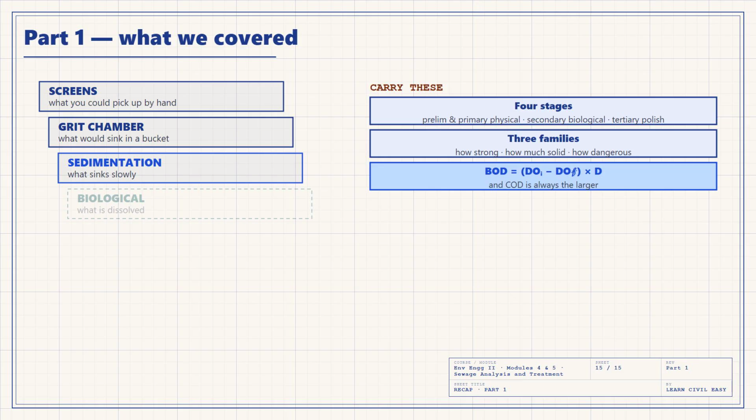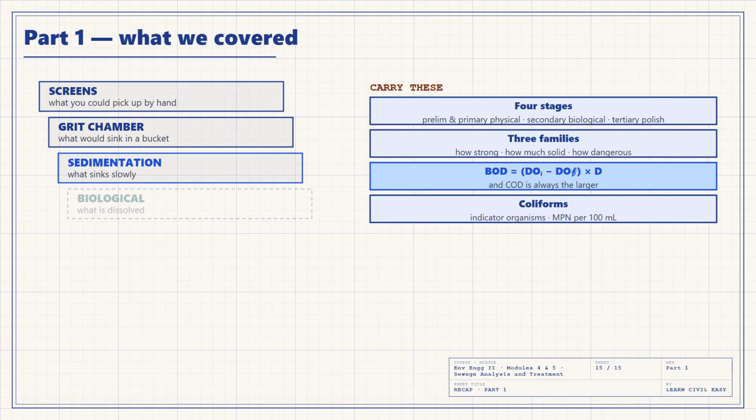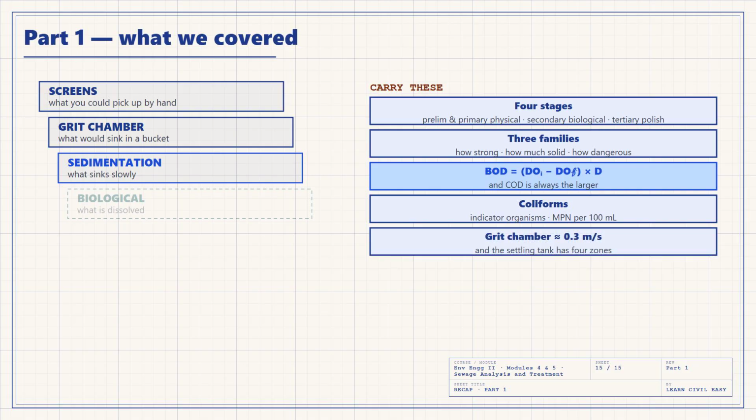Screens protect the plant. The grit chamber is designed by its velocity, 0.3 meters per second, and the settling tank has 4 zones: inlet, settling, outlet, and sludge. What is still open is the biggest half. How do we remove the organic matter that is dissolved? That is part 2.